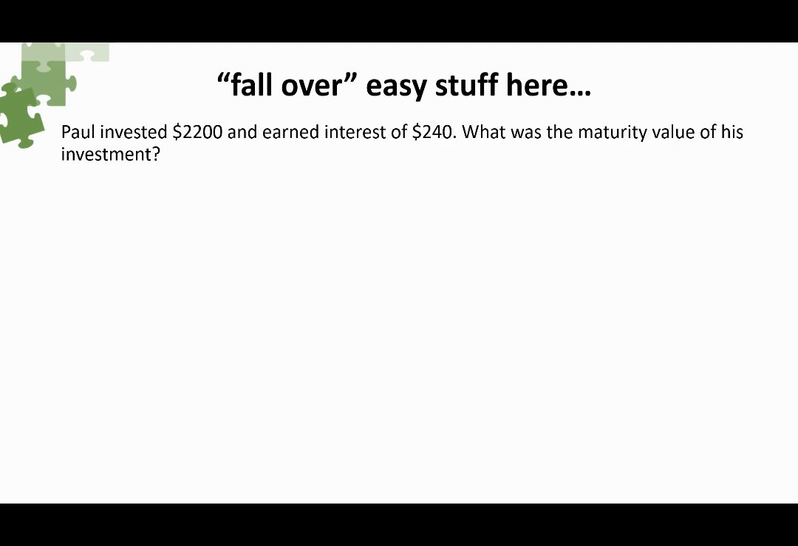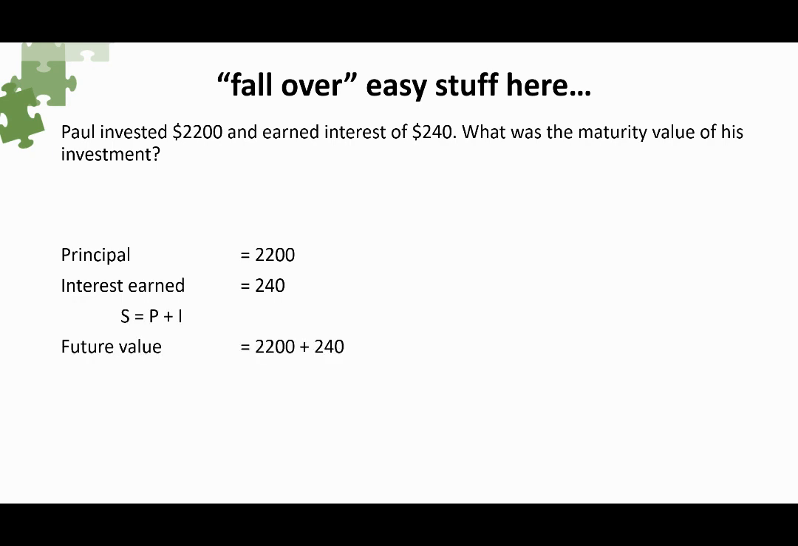This one just asks you, do you know what the value is going to be at the end of the situation? And the principal being this, and the interest earned is that. So how much you have at the end is going to be the two together. So 2,200 plus 240, which gives you 2,440, right? That's all this question's asking you for. It is like no big secret. All right. So remember, at the end of any question, you have to put a full sentence. Maturity value of Paul's investment is $2,440. Okay.